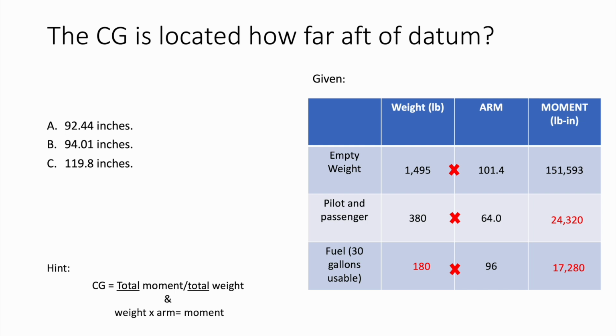total moment. So we end up with 193,000 and 2,055 on this side. So divide those, 193,000 divided by 2,055, and you should end up with answer B. So it says aft, which just means rear.